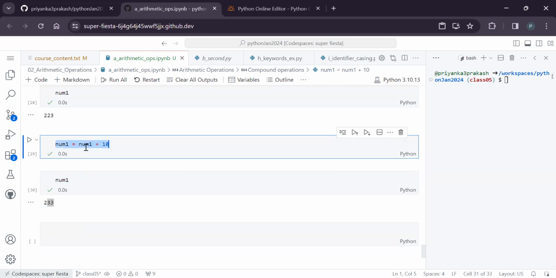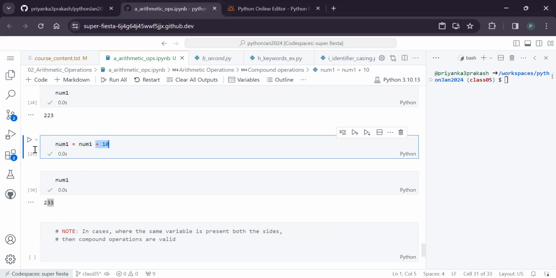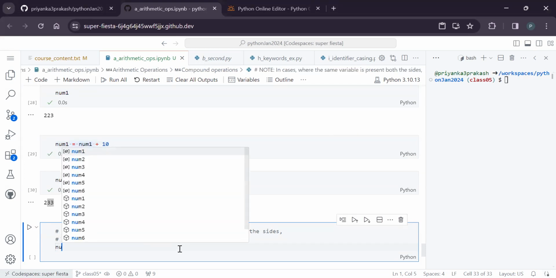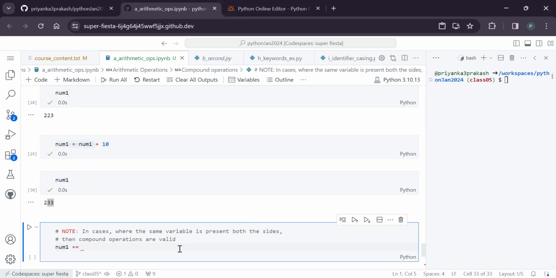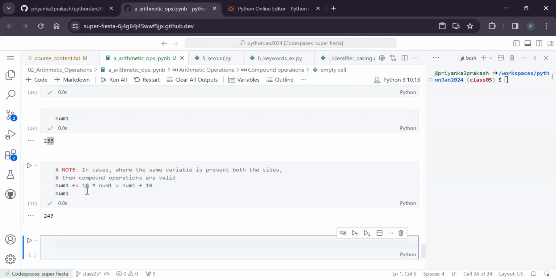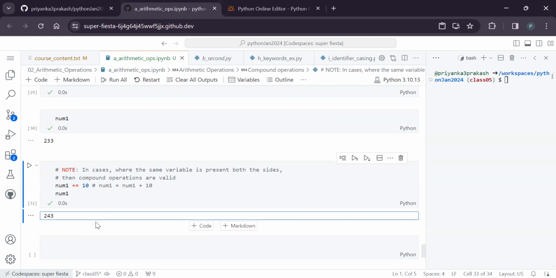Now this is a related operation, and I can do it with a slight difference. Whenever you have the same variable on the left side and the right-hand side, in that case we can use the compound operation. It means number1 plus equal to 10, which is the same as number1 is equal to number1 plus 10. After this, if I ask what is the value of number1, for this existing value of 233, it added 10. So you got 243.